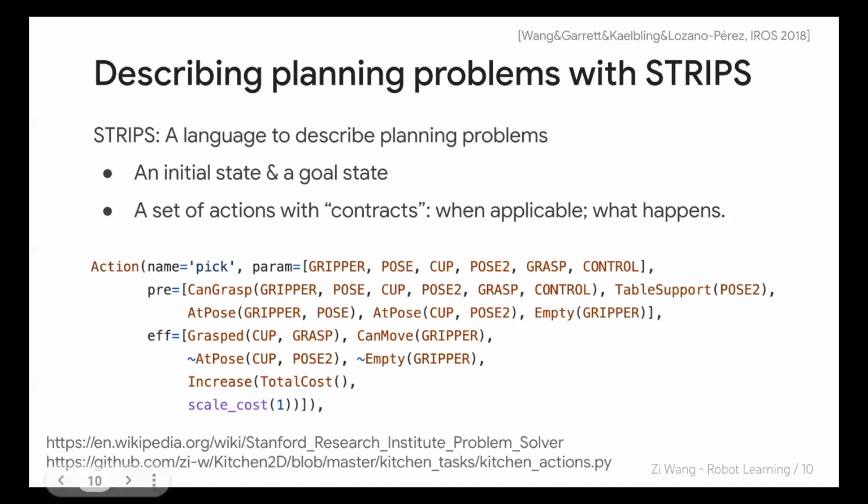And then for effects, it's almost like what we would describe when an action like pick would happen. So including that the cup is picked with a certain grasp. The gripper can now move with the cup that it's grasping. The cup is no longer at pose 2 because we already picked it up. And the fact that the gripper is not empty. And finally, we have a cost. So you can think about it as, well, there are some costs, like electricity cost, when the gripper exerts force and picks something up.